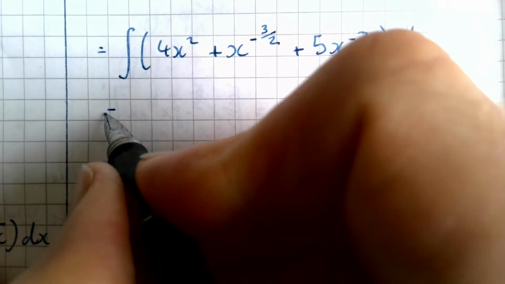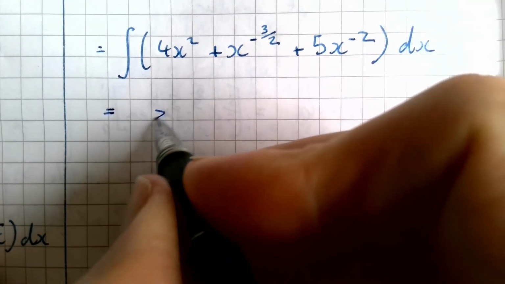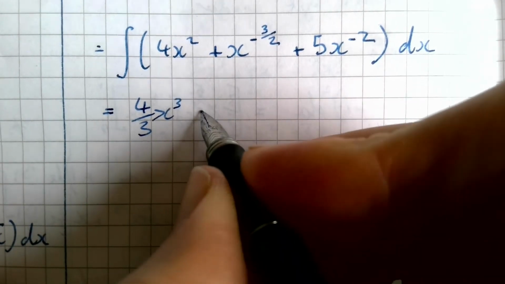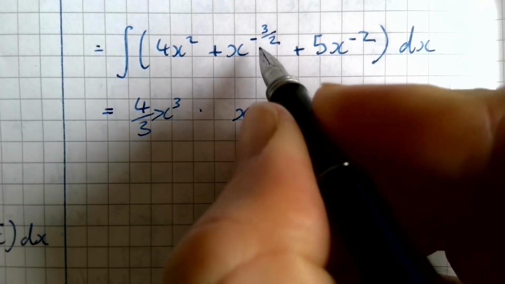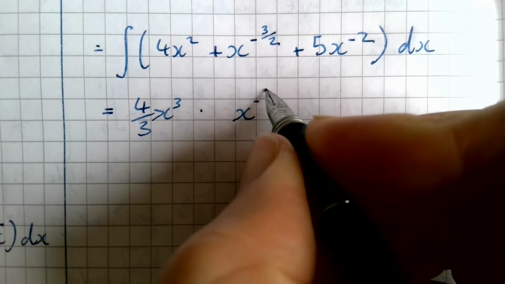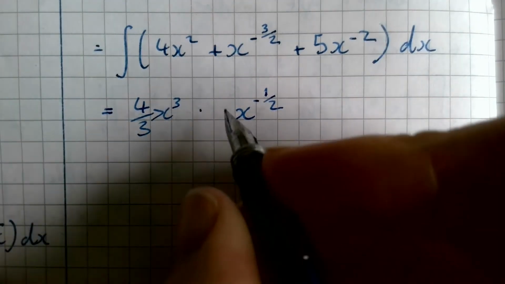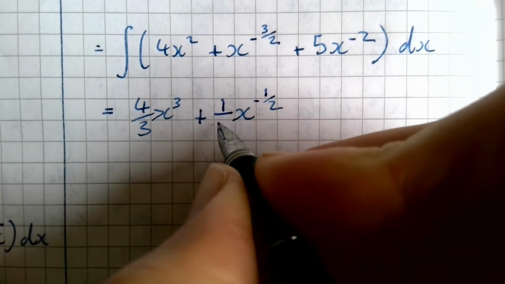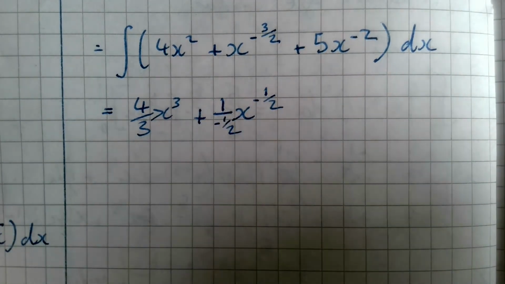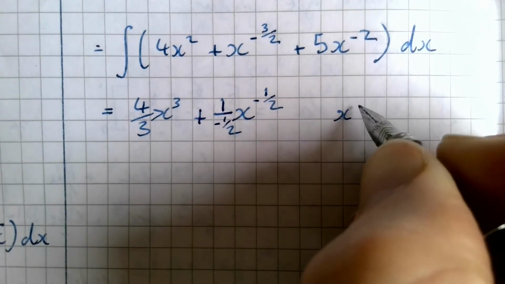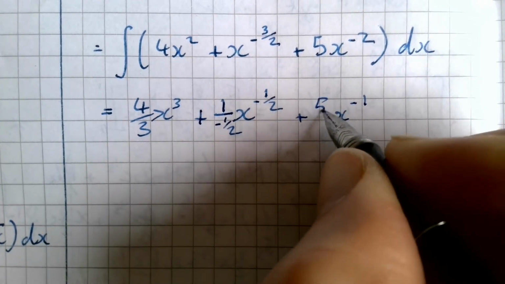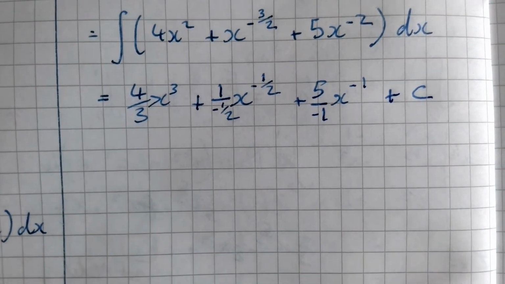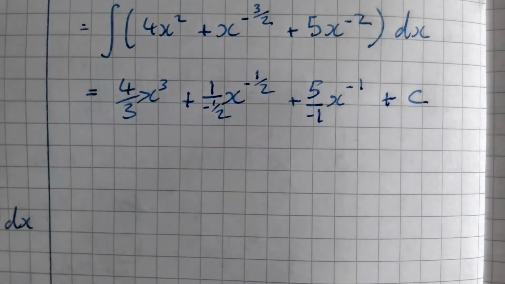And that all comes out one stage further as we up the power to 3. We can divide 4 by 3, so that one's sorted. Then if we add 1 to the power of that, we get to a negative 1/2. So we're going to be dividing the 1 by negative 1/2. And up 1 goes to minus 1. So that'll be 5 divided by minus 1. And then adding our c. I'm getting good at doing that now. On the end. So the first one's sorted.